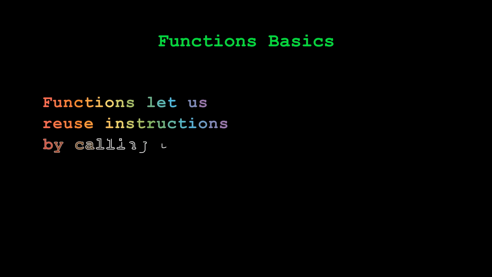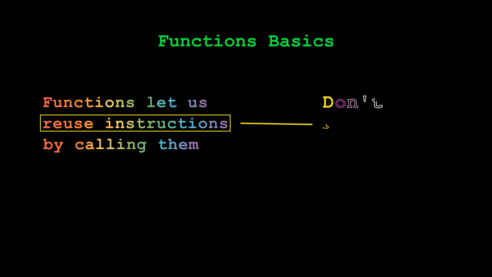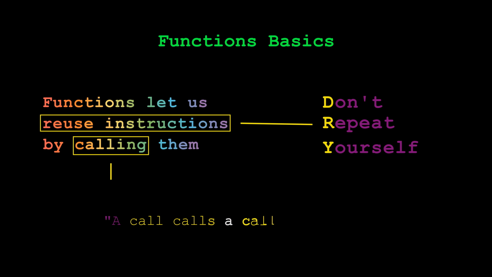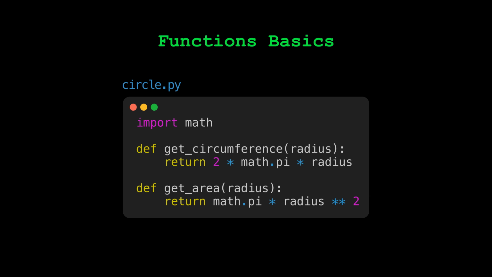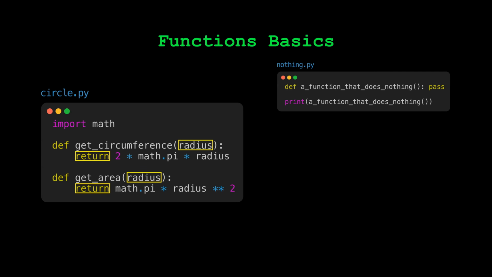Functions let us wrap up instructions and reuse them with a single call instead of repeating ourselves. They make our code easier to understand, reason about, and test. For example, given the radius of a circle, we can write functions that calculate its circumference and area. Functions can receive input and return output, though they don't need either. But in Python, if a function doesn't explicitly return a value, it returns None.